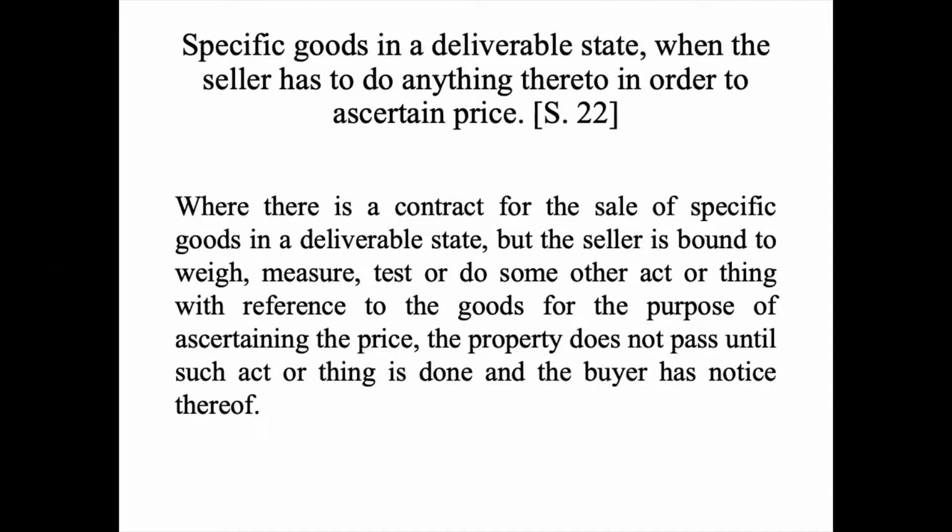Now, specific goods in a deliverable state when the seller has to do anything thereto in order to ascertain the price. Under Section 22, it is held that where there is a contract for the sale of specific goods in a deliverable state, but the seller is bound to weigh, measure, test, or do some other act or thing with reference to the goods for the purpose of ascertaining the price, the property does not pass until such act or thing is done and the buyer has notice thereof.